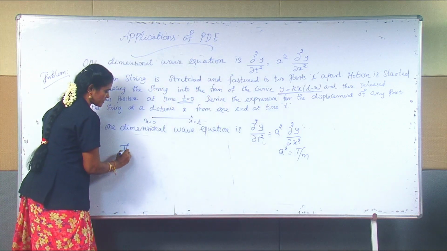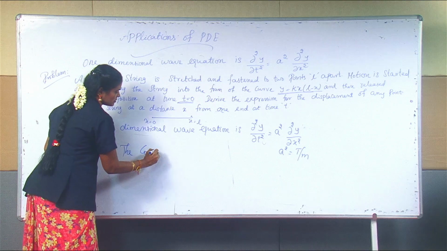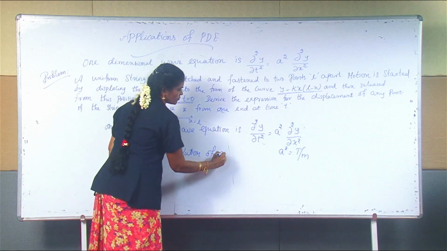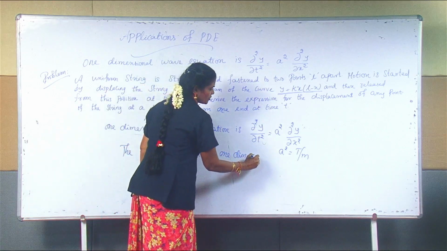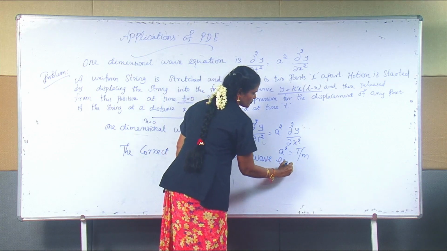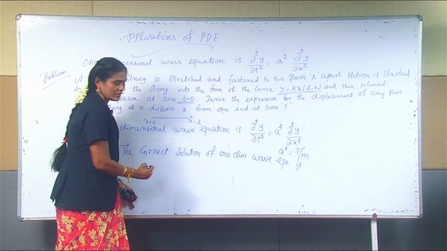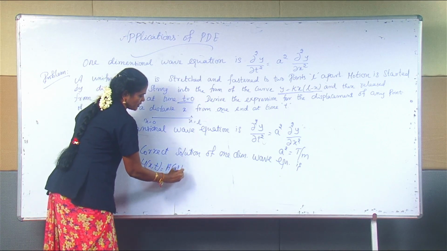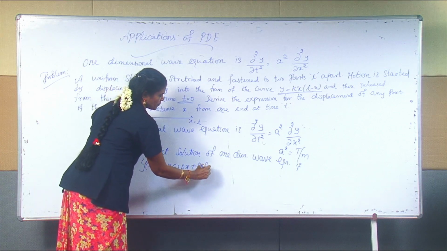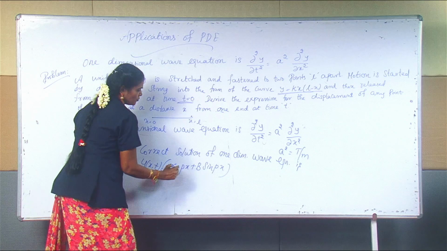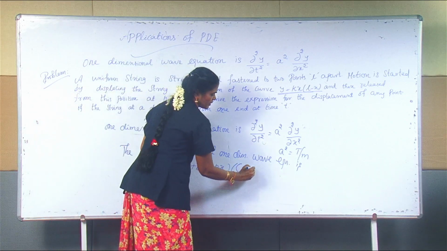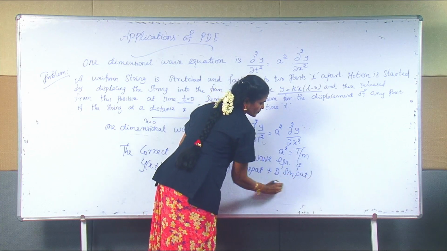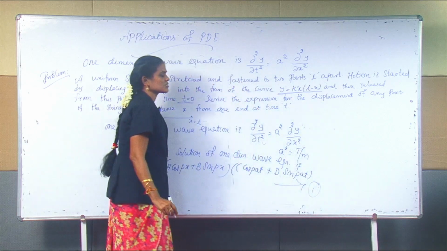Next, you have to consider the correct solution of the one-dimensional wave equation. The correct solution of the one-dimensional wave equation is y of x comma t equal to (a cos px plus b sin px) into (c cos pat plus d sin pat). You have to consider this as equation number 1.